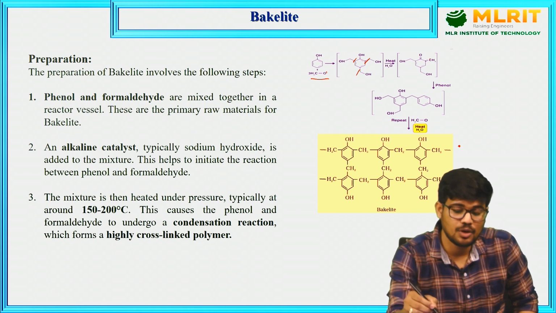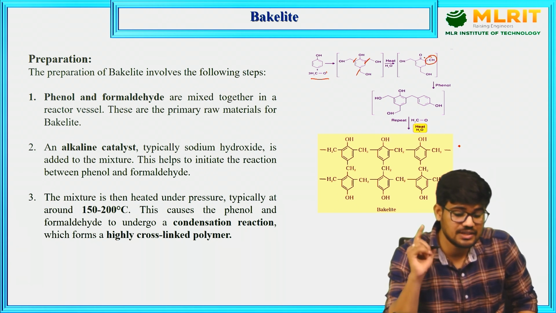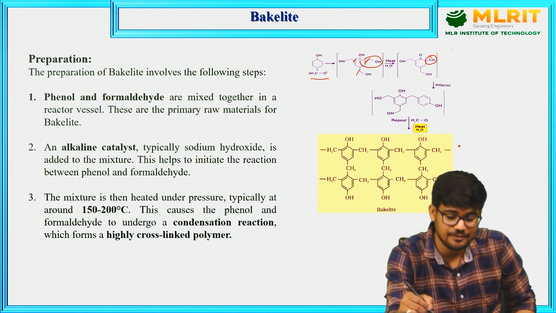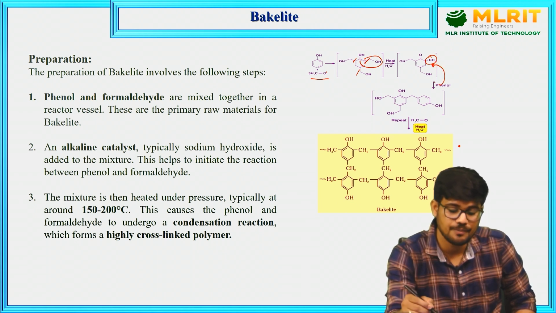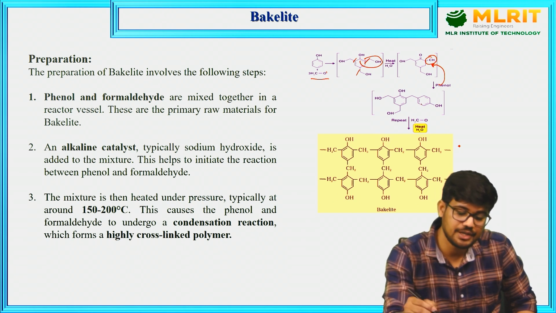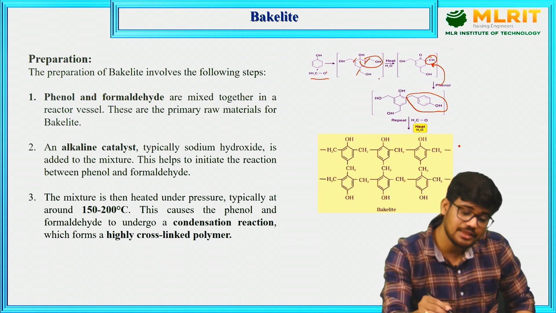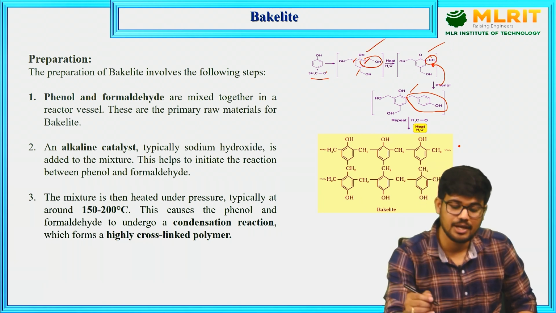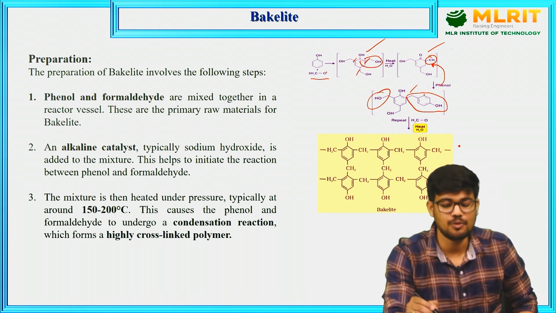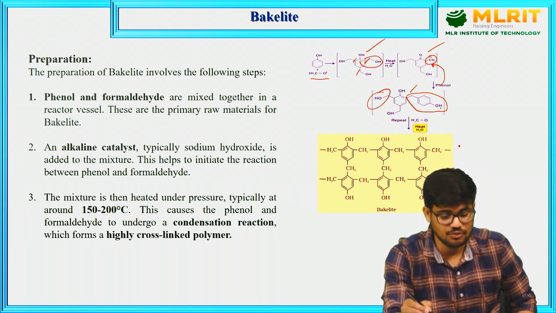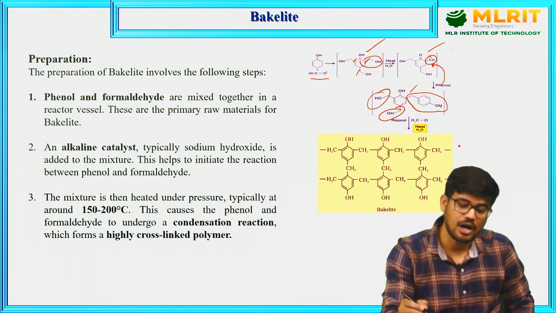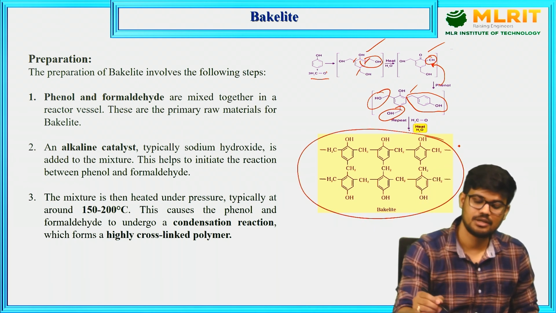After that, water is being released. If you consider the first CH2OH group, the first step is that water will be released. After that, phenol will react with this double bond CH2, and this CH2OH will be converted to this functional group. Again, these three steps, 1, 2, 3, will continue, and this CH2OH group will be replaced by CH2PhOH. Again, this CH2OH group will be replaced by CH2PhOH. So after that, this one is the final product.